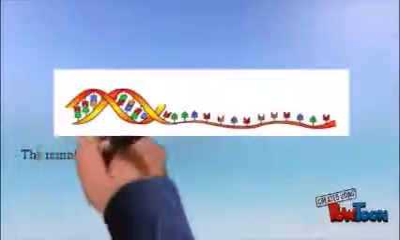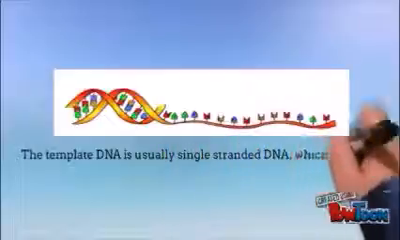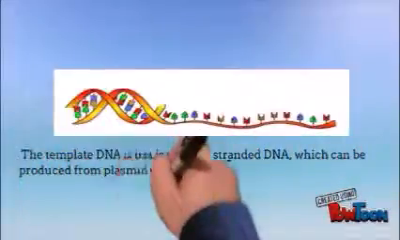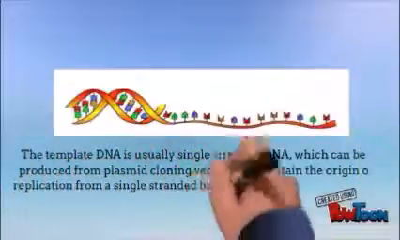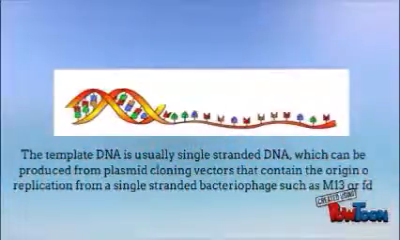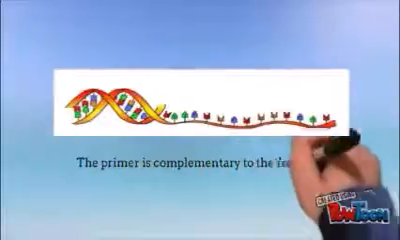The template DNA is usually single-stranded DNA, which can be produced from plasmid cloning vectors containing the origin of replication from a single-stranded bacteriophage, such as M13 or fd. The primer is complementary to the region in the vector adjacent to the multiple cloning site.